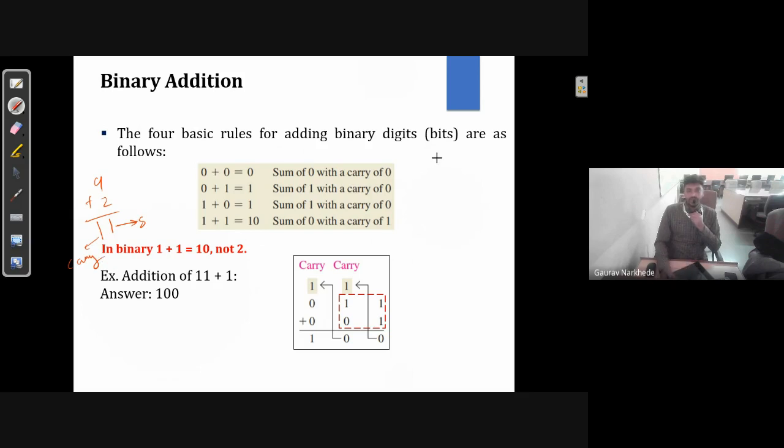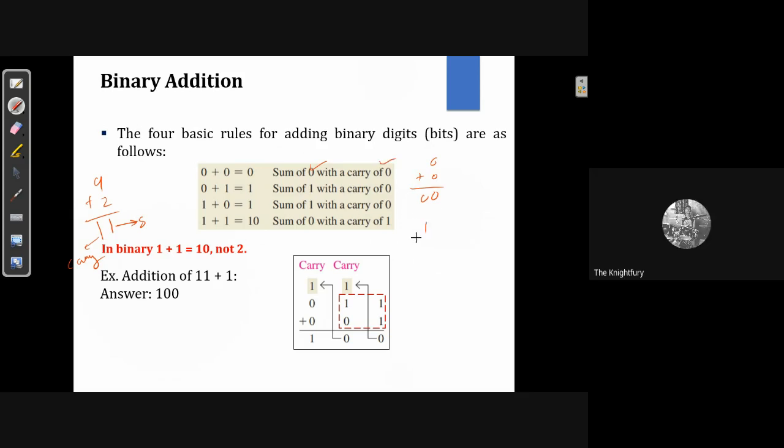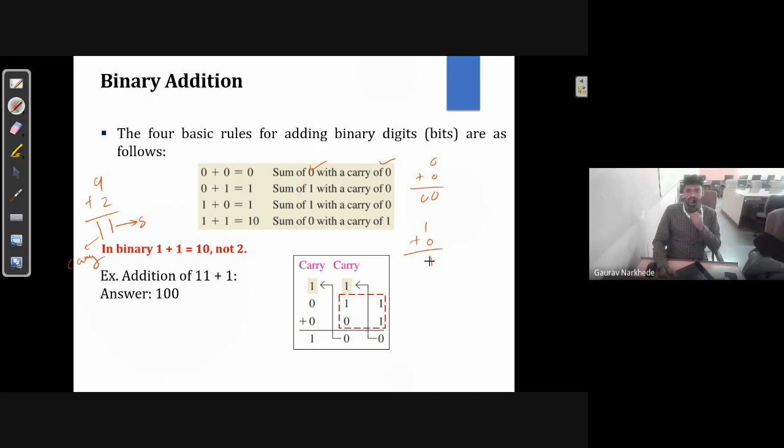ओके. सो यहाँ पर क्या होता है? 0 प्लस 0, सम इज 0, कैरी इज 0, इसलिए सम 0 कैरी 0 ऐसा लिखा है. समझ में आया? 1 प्लस 0 नहीं तो 0 प्लस 1, सम इज 1, कैरी इज 0. समझ में आया? And then what is 1 plus 1? 1 0. सो सम इज 0, कैरी इज 1. समझ में आया?